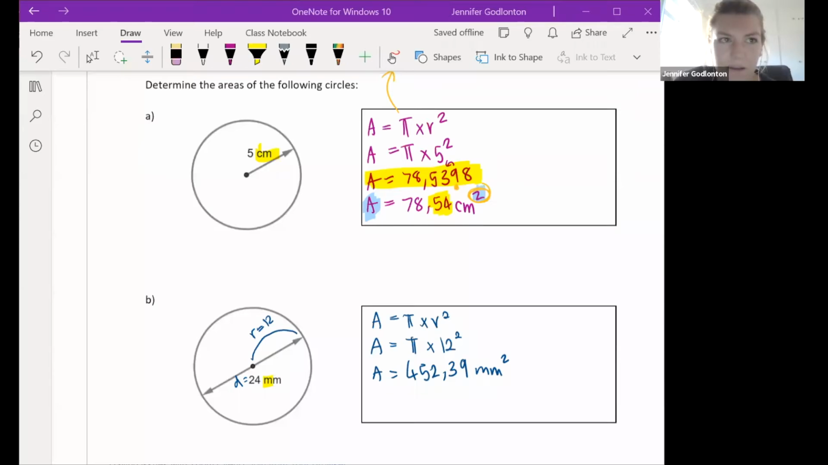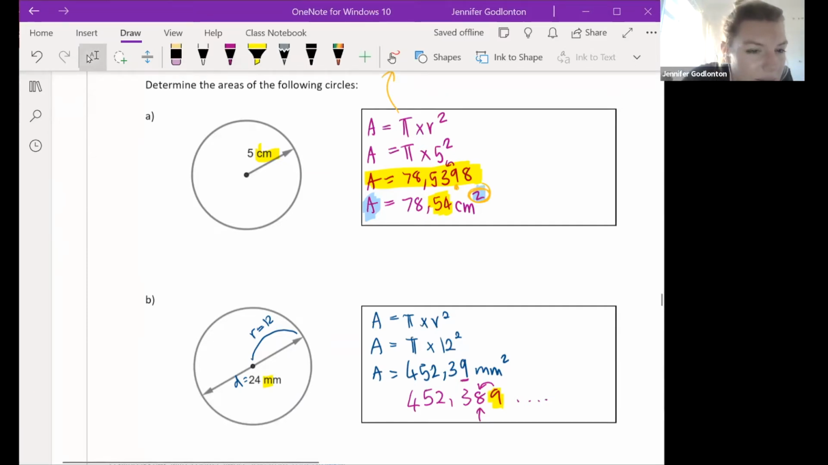Yes, ma'am, but I'm still not understanding the 38 because I wrote 38 millimeters squared. What we had here is 452.389, blah, blah, blah, right? Yes, ma'am. Okay. So this 9 over here, because that number is bigger than 5, it's going to make this number go up. And so that's why that 8 is going to become a 9. Do we always have to round off to 2 decimal places? General rule is 2 decimal places unless the question tells you something different.